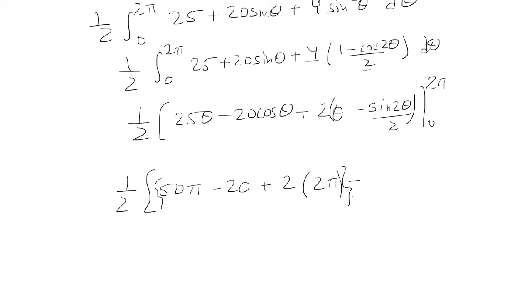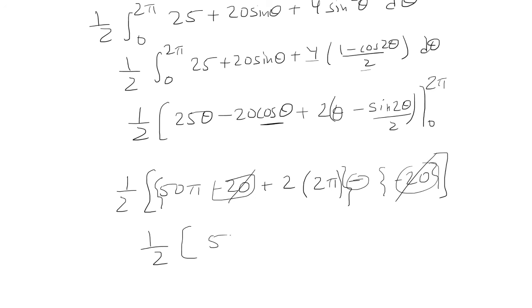Minus, when I plug in 0, the only thing that matters is the cosine theta. Everything else will be 0. So it's going to be minus negative 20, because cosine 0 is 1 times negative 20 is just negative 20. So this negative 20 minus negative 20 is going to cancel. So I have 1/2 times 50 pi plus 4 pi. That is 54 pi over 2, which is 27 pi. And that's our area.